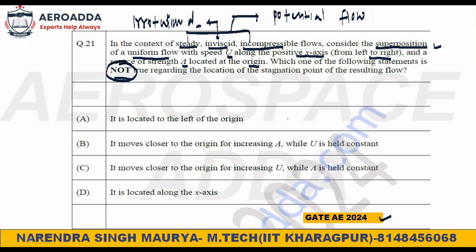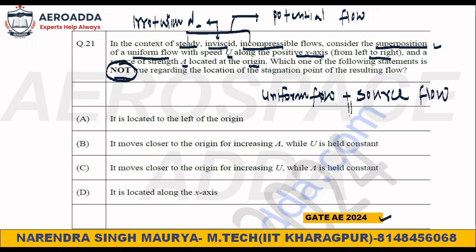Now the whole thing is in front of you. Just think about it. This is the superimposed. So see the previous lecture. You will get uniform flow plus source flow. Can you tell me what this combination is? Rankine half body. This is the Rankine half body. Very good. The Rankine half body.